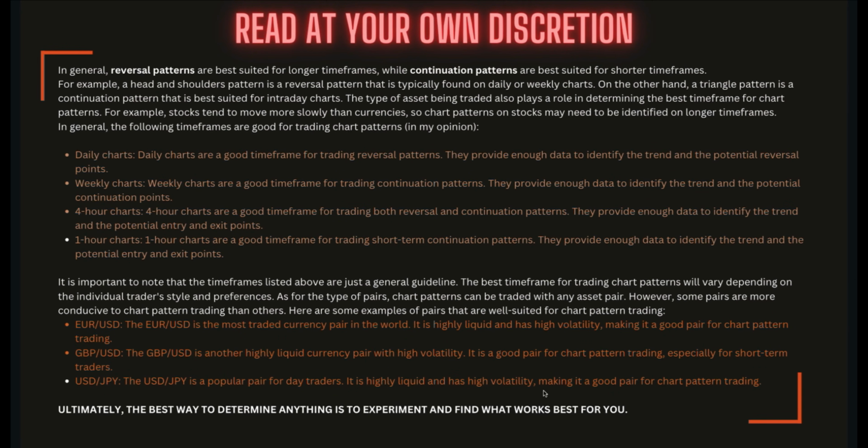In general, the following time frames are good for trading chart patterns, in my opinion. So daily charts are a good time frame for trading reversal patterns. They provide enough data to identify the trend and the potential reversal points. Weekly charts are a good time frame for trading continuation patterns. They provide enough data to identify the trend and the potential continuation points. You can also trade continuation patterns on the daily time frame, as well as reversals on the weekly, and 4-hour charts. So 4-hour charts are also a good time frame for trading both reversal and continuation.